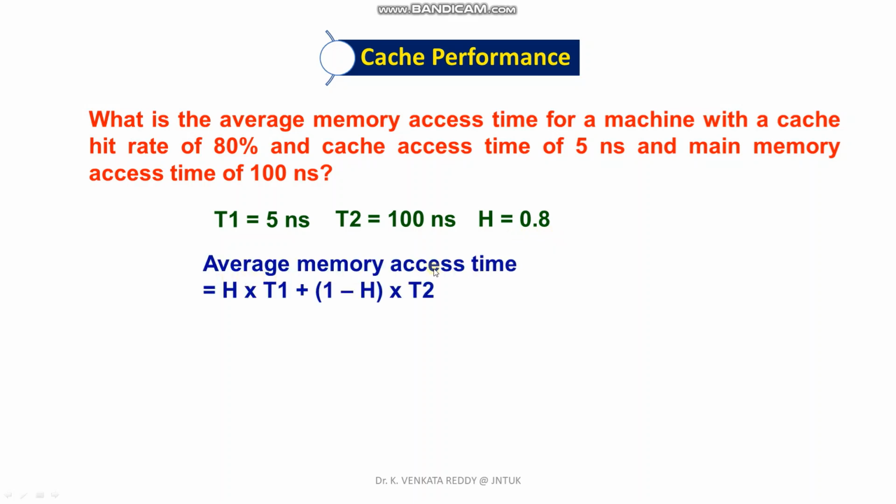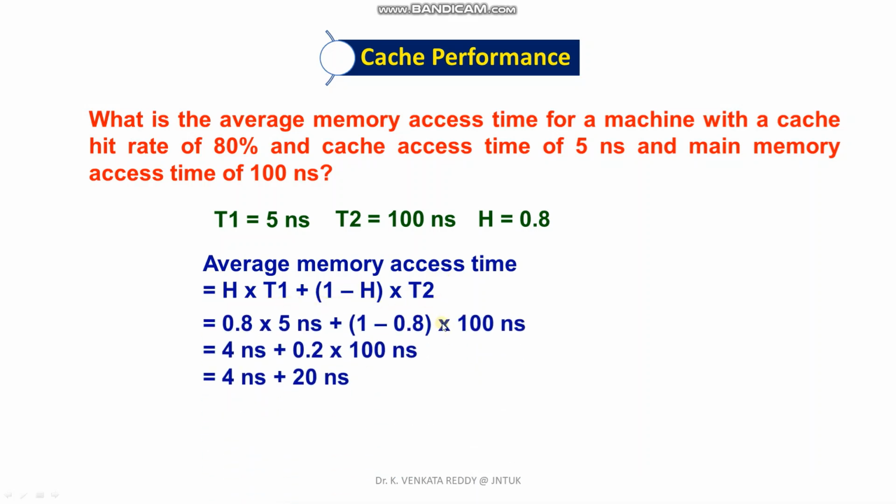The average memory access time is equal to hit rate into cache memory access time plus, whenever it is missing, the main memory is giving the information. The miss rate is equal to 1 minus hit rate, that is 20%, into main memory access time. 80% of the times cache memory is supplying the data and 20% of the time main memory is supplying the data. So 0.8 into 5 nanoseconds, plus 0.2 into 100 nanoseconds. It will come to 24 nanoseconds.